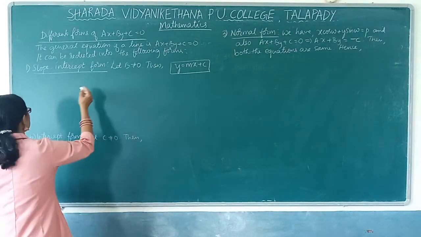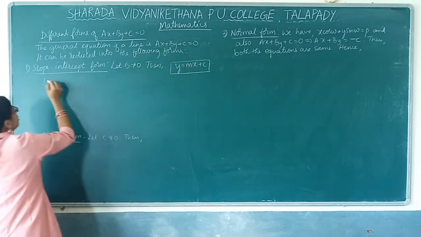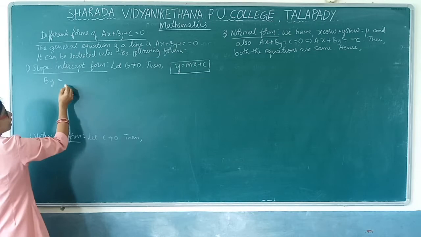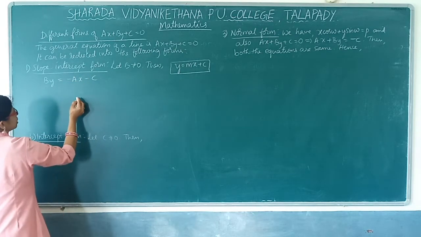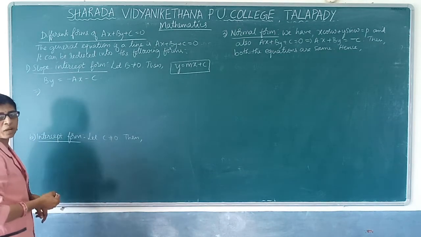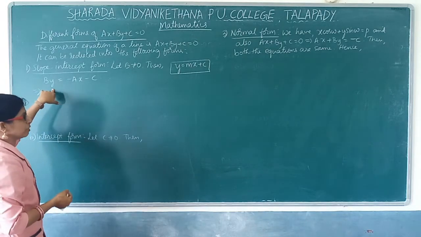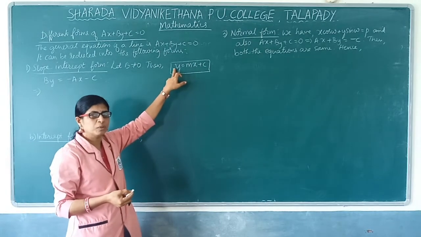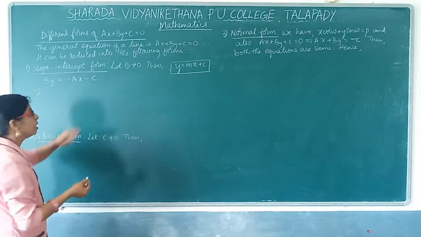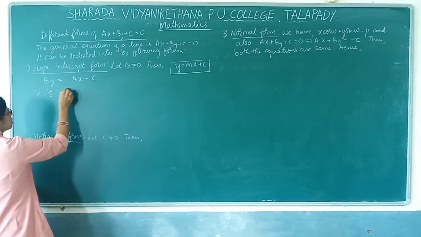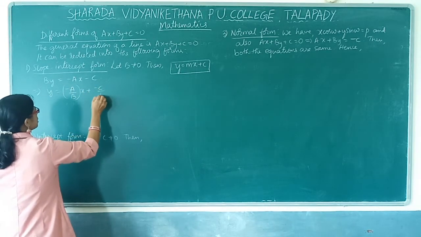Then what you have to do? Consider the general equation. From this general equation we will extract y. We will take y separate and let us transfer the others to the other side: minus ax minus c. Now divide both sides by b, because we want only y on the left hand side. We have to bring it to this form. So only y should be there in the LHS. So what you have to do? The coefficient of y should be transferred to the RHS. So what do we get? y is equal to minus a by b into x plus minus c by b.